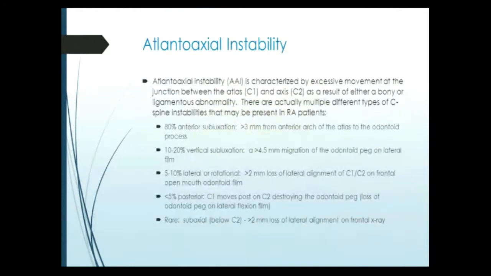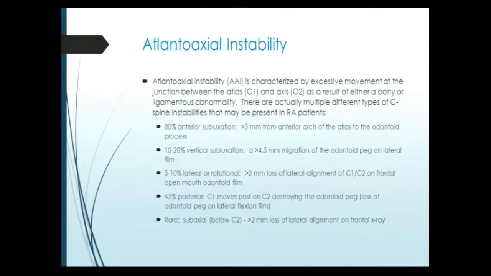So, basic definitions: it's excessive movement at the junction between the atlas and the axis as a result of bony or ligamentous abnormality. It's also compression, because in rheumatoid arthritis you can have pannus formation at any joint, and these are joints. So you can also have soft tissue compression or pannus formation in these areas, which also contributes to spinal cord compression. There are actually 5 different kinds of atlantoaxial instability in rheumatoid patients. The most common is the one we just looked at, the anterior subluxation, greater than 3 millimeters from the anterior arch of the atlas to the odontoid, or compression of the posterior space.